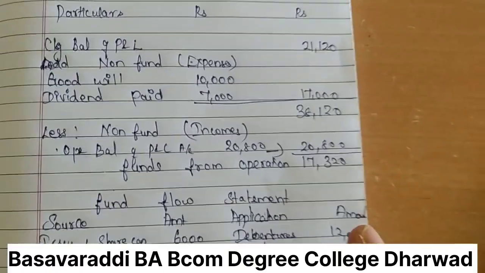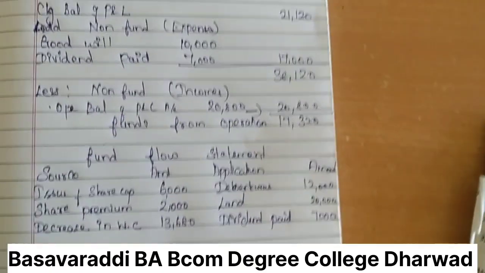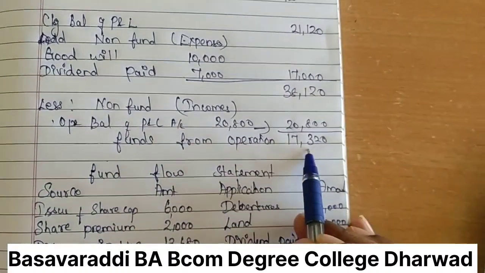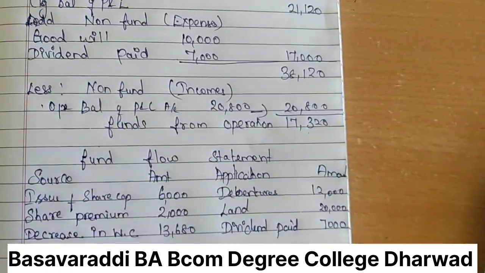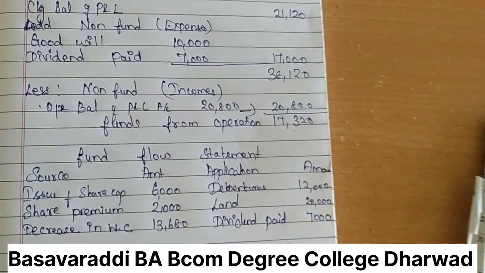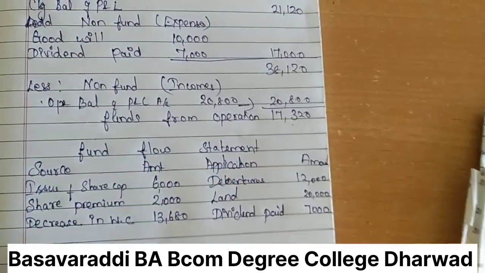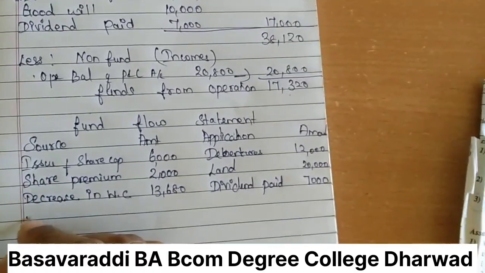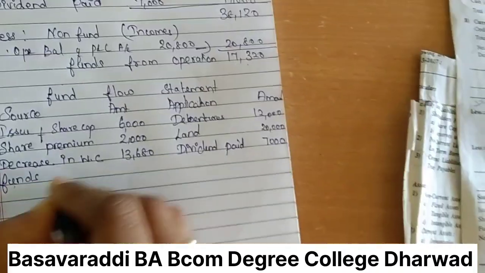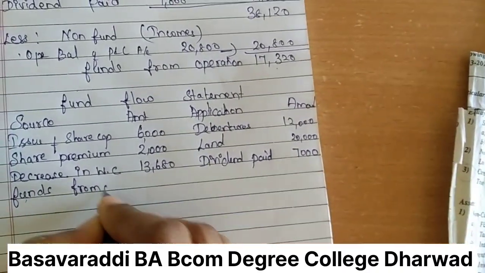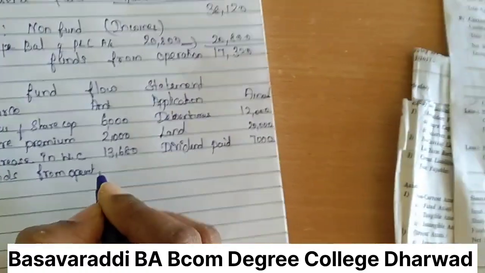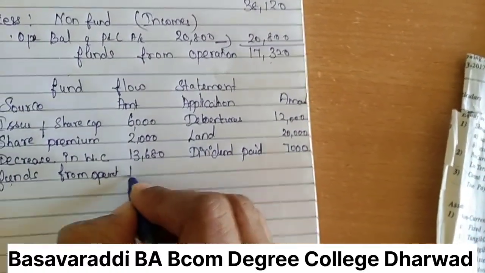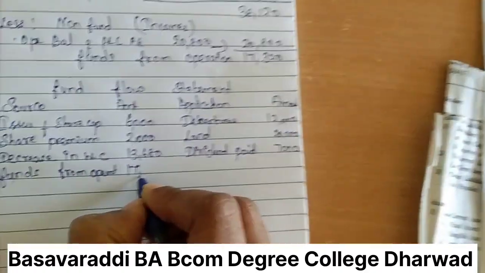After that, the fund from operations answer is also to be entered in the source and application columns. Fund from operations, how much? 17,320. It is a source of the business. Funds are generated from operations here, so it is considered as a source. Enter here funds from operations, 17,320, in the source column.